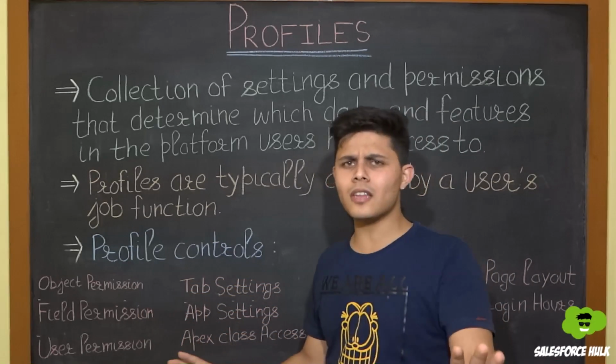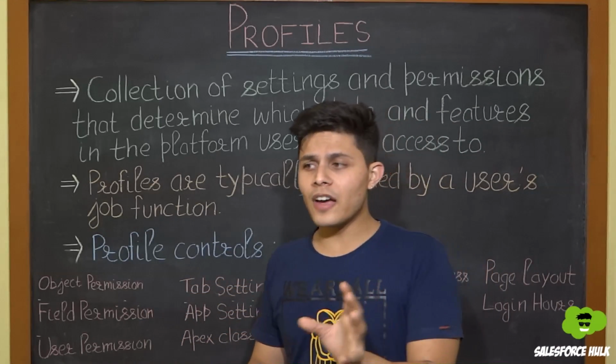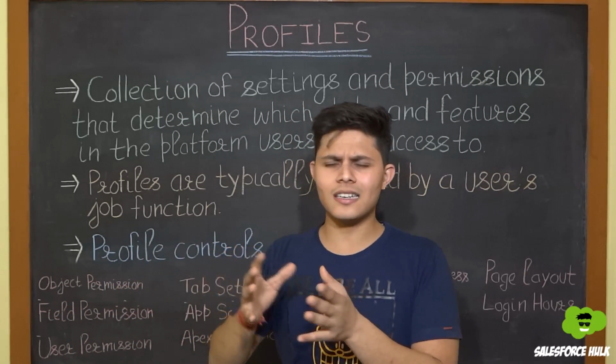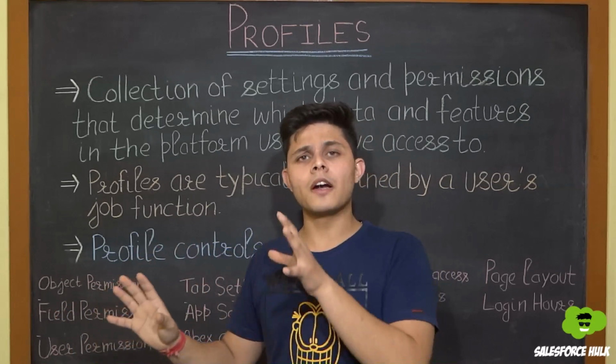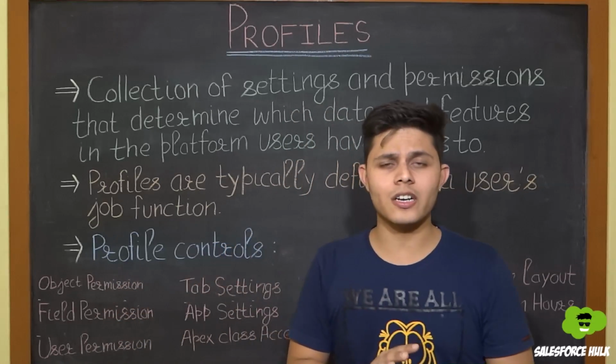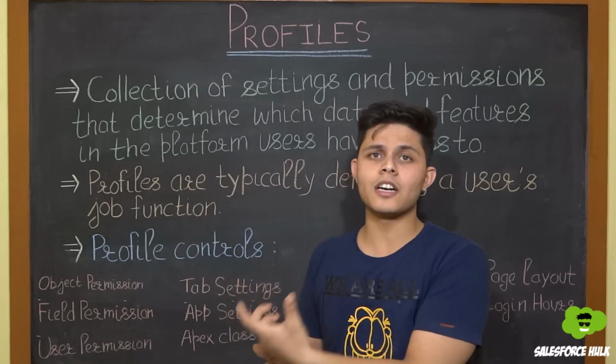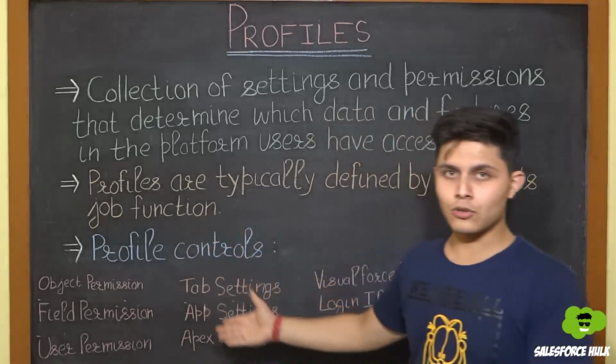And the third point is profiles control object permissions. There are multiple things which a profile controls. Profile is a very broad topic in terms of the many things it controls, but we are currently focusing on object level security, so we'll stick to that only. Still, I am telling you what all things can be controlled by a profile. So the list goes on and on.